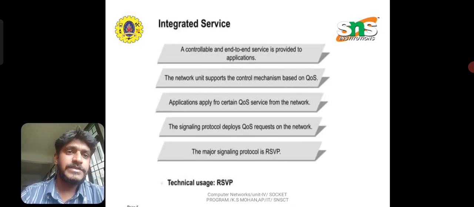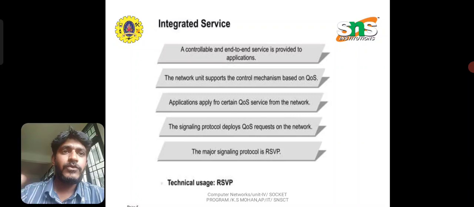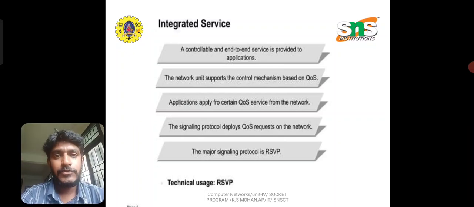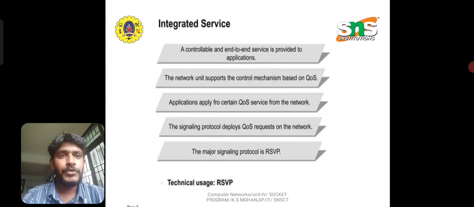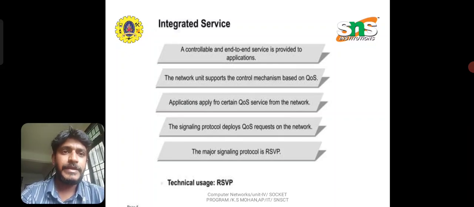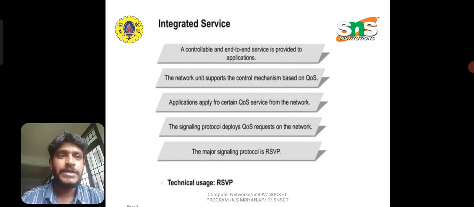Integrated service is controllable end-to-end service provided to the applications. Network units support the control mechanism based on QoS. Then the application applies for a certain QoS service from the network. The signaling protocol deploys the QoS request on the network. The major signaling protocol is RSVP.